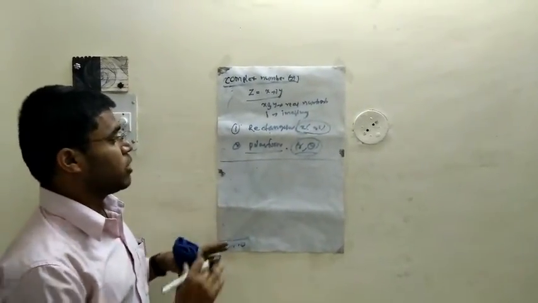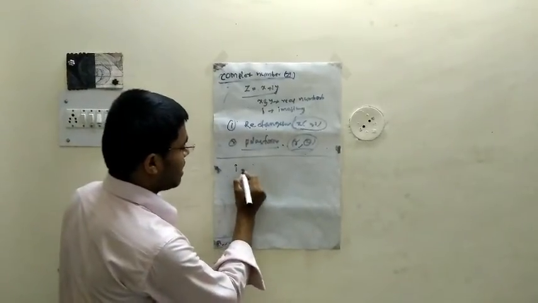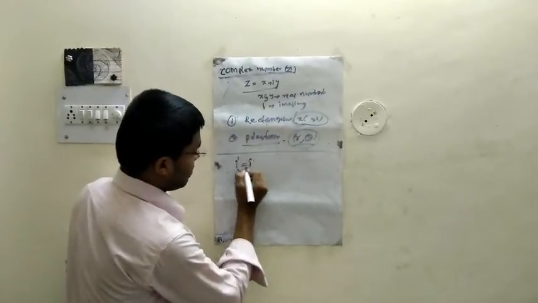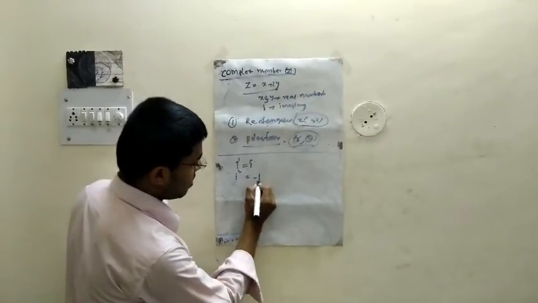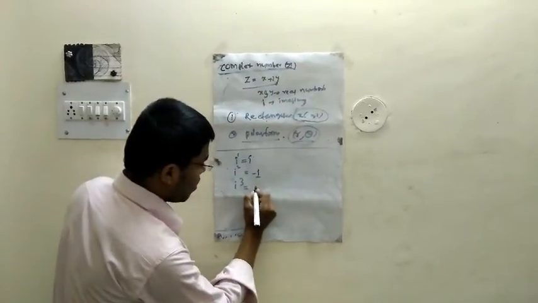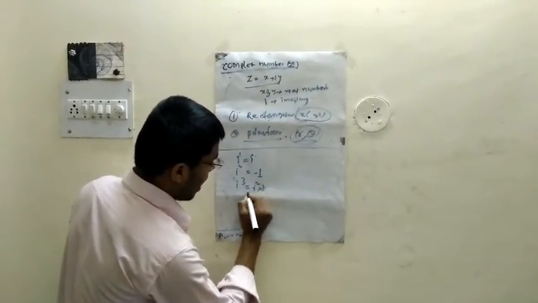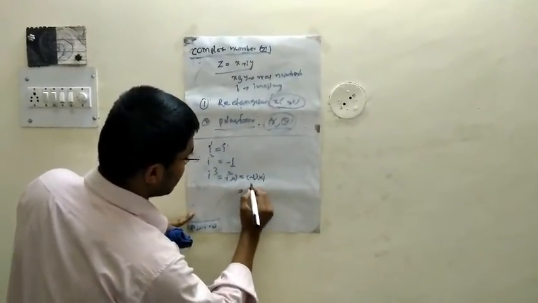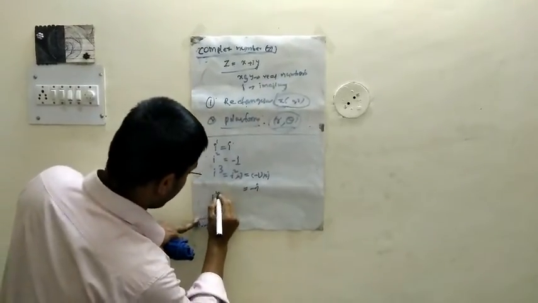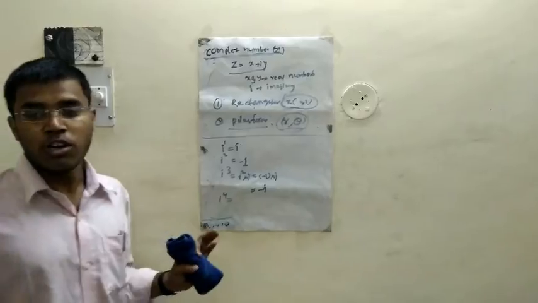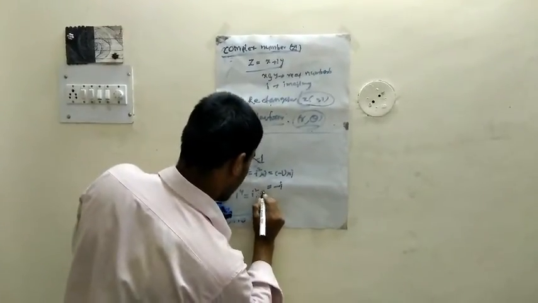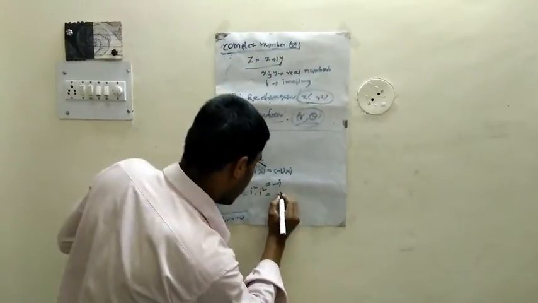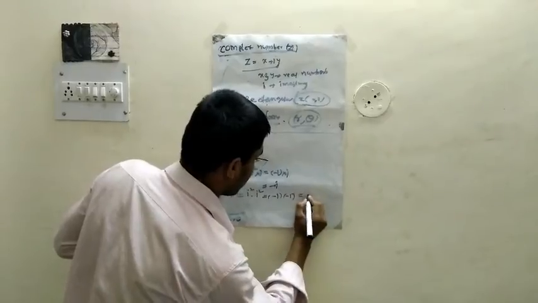Before going further, we should know some basics of complex numbers. i to the power 1 equals i, i squared equals minus 1, and i cubed equals minus i squared into i, what is i squared? It is minus 1, so minus 1 into i, which is minus i. And i to the power 4, we can write as i squared into i squared, which is minus 1 into minus 1, which is 1.